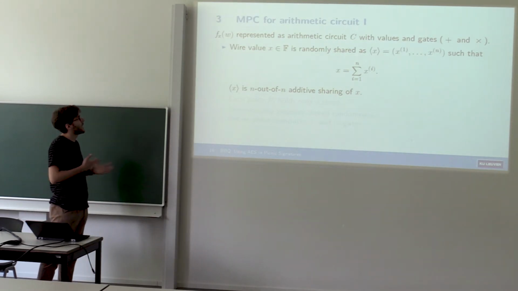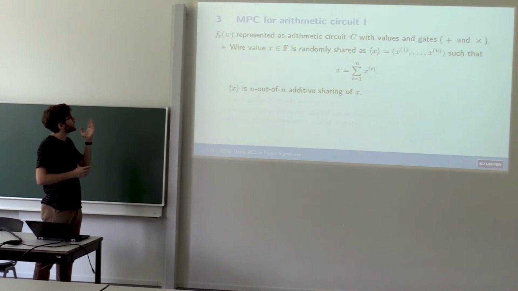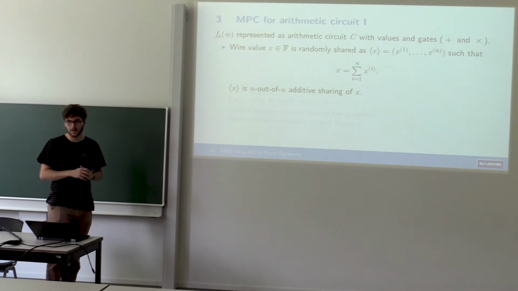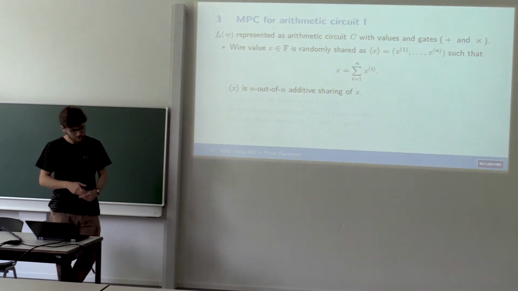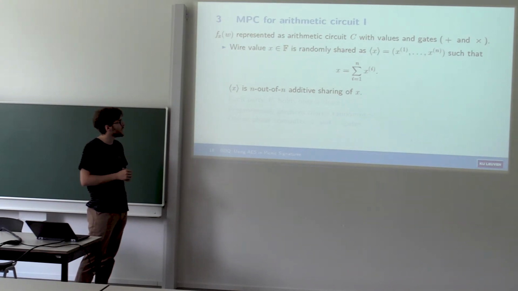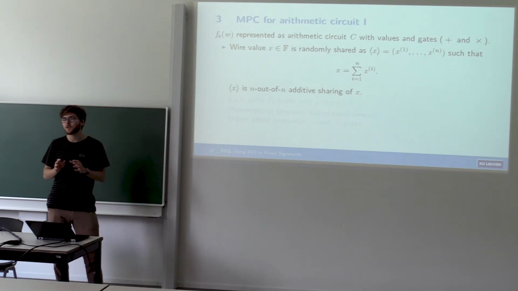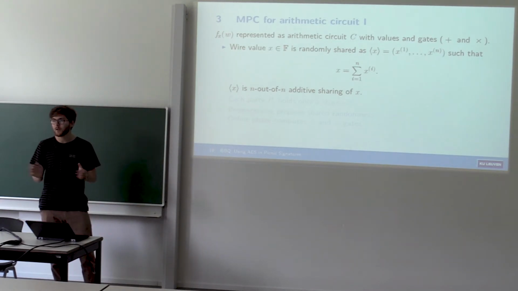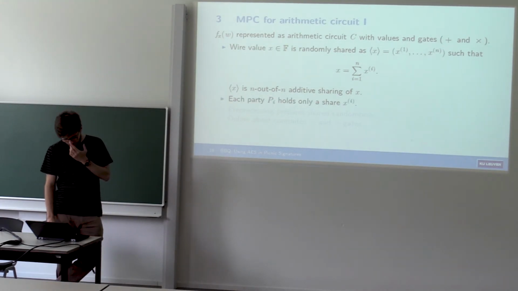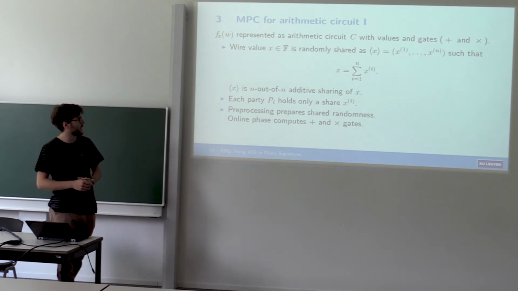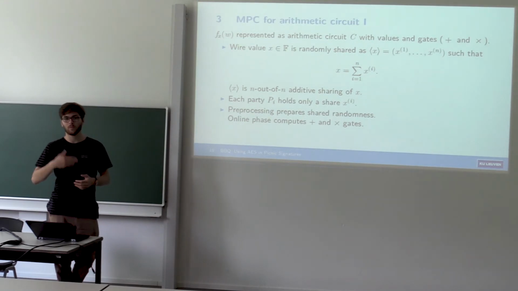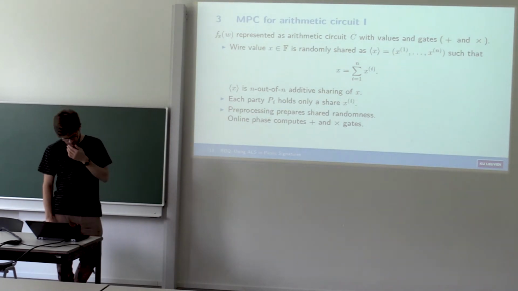So how do we do MPC for arithmetic? It's quite similar. Our function f is represented with values and plus and times gates, multiplication gates. Every value is shared, like the masks were before, so it's an additive sharing. But here we don't have a masked value, we just have the value itself shared amongst the parties. So every party only has his share, and again, the pre-processing prepares the shared randomness and the correlated randomness, and in the online phase we're going to compute plus after plus, multiplication after multiplication.